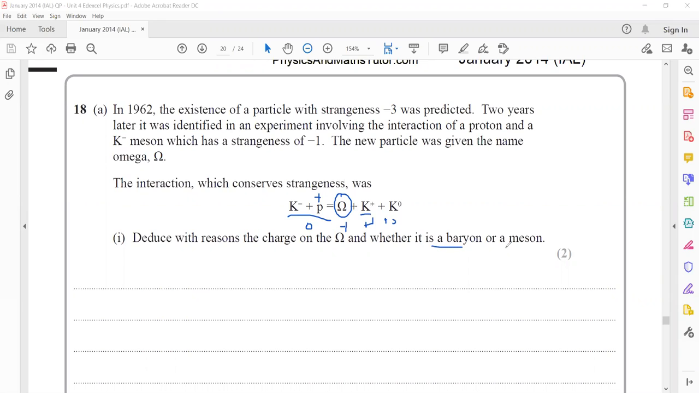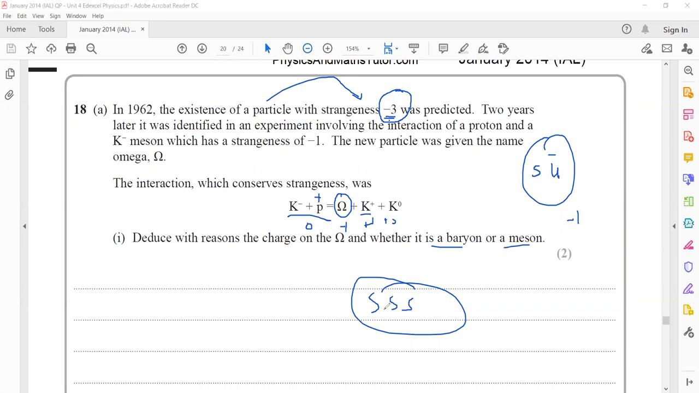And then whether it's a baryon or a meson, as you can see, they mention that its strangeness is minus three. So if the particle strangeness is minus three, it means it is a combination of three quarks. It is not a combination of two quarks. If it was a meson, for example, strange and anti-up, the strangeness of this particle would be minus one. But in this question, they mentioned strangeness is minus three for the particle. So if strangeness is minus 3, it means there should be 3 strange quarks in it. And if 3 quarks are there, this particle can be a baryon, it cannot be a meson.